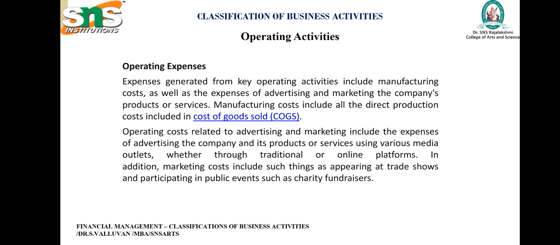Expenses generated from key operating activities include manufacturing cost as well as the expenses of advertising and marketing the company's products or services. Manufacturing costs include all the direct production costs included in COGS. Operating costs related to advertising and marketing include the expenses of advertising the company and its products or services using various media outlets, whether through traditional or online platforms. In addition, marketing costs include such things as appearing at trade shows and participating in public events such as charity fundraisers.